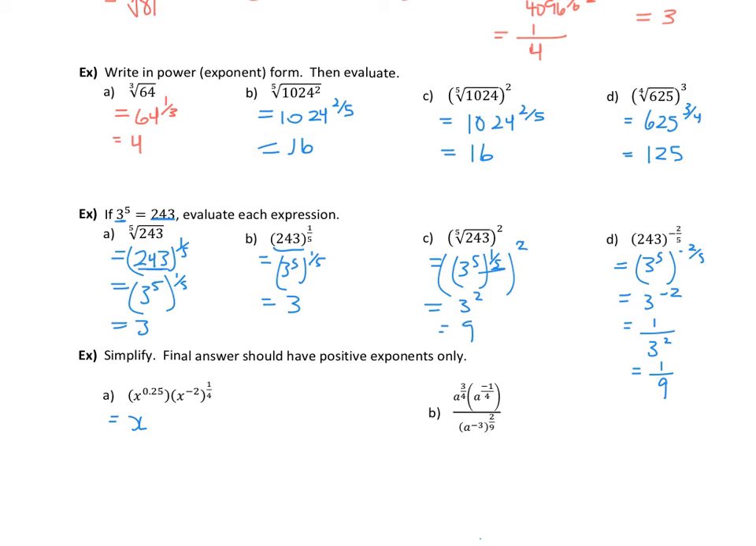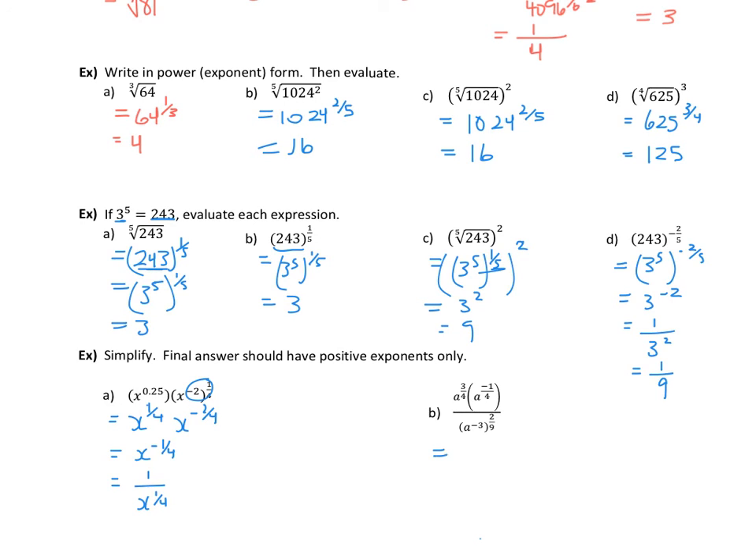0.25 is the same thing as 1/4. Now, Bob probably will want you to write these all in fraction form, and then this would be negative 2/4 when you use power of a power here to multiply those together. And then I want to add those fractions together. 1/4 plus negative 2/4 will be negative 1/4, and then that's going to be 1 over x to the 1/4, if we want to keep it with positive exponents only.